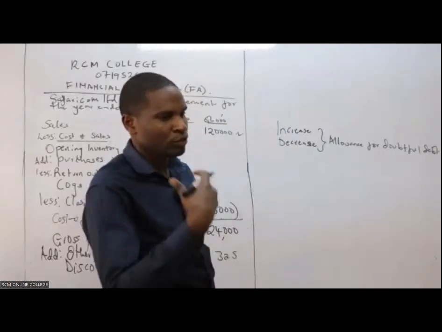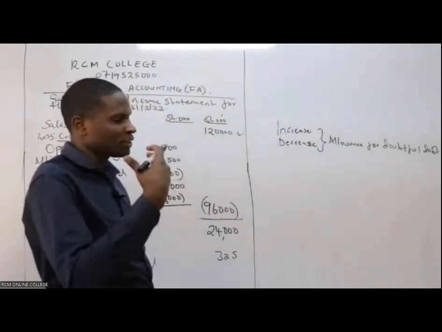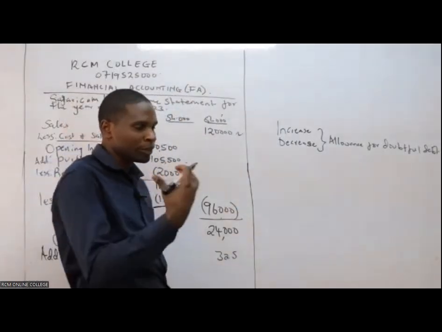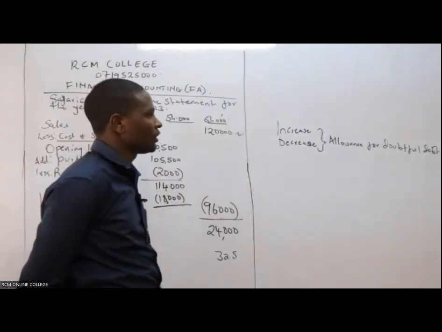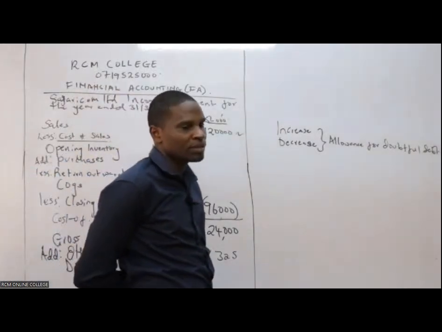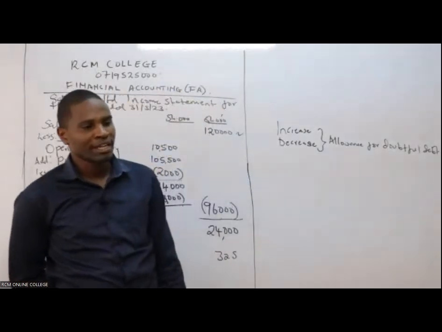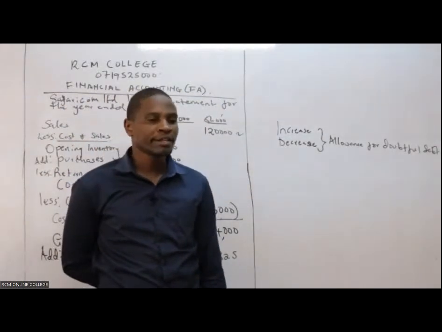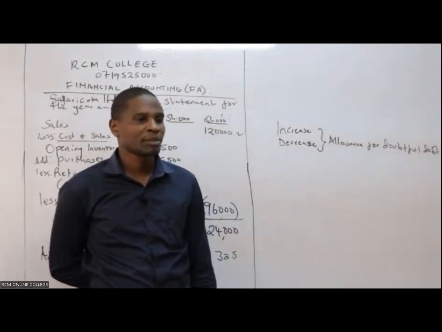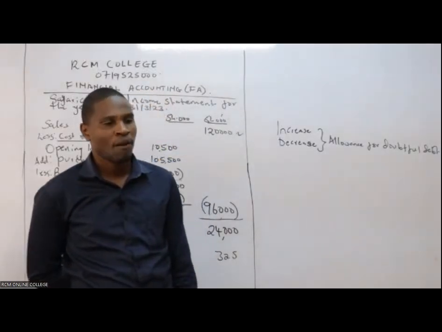Let us go slowly, there is no pressure here. Allowance for doubtful debt: we have an increase and a decrease. Which one falls under income and which one falls under expense, before we even compute this?